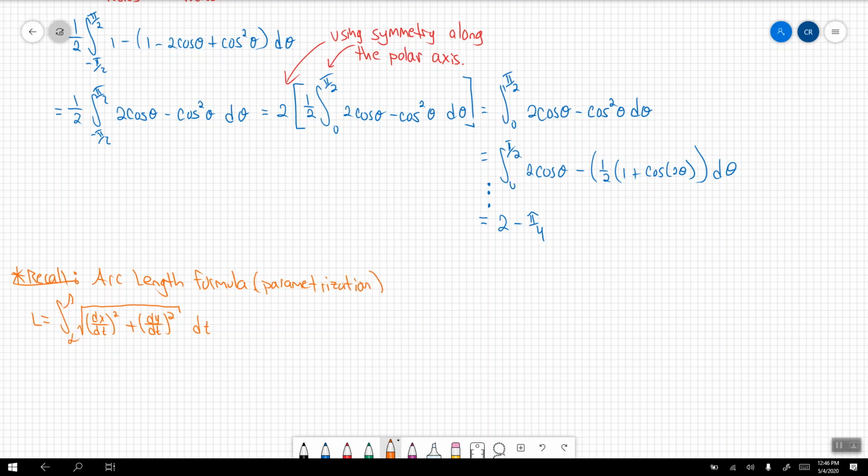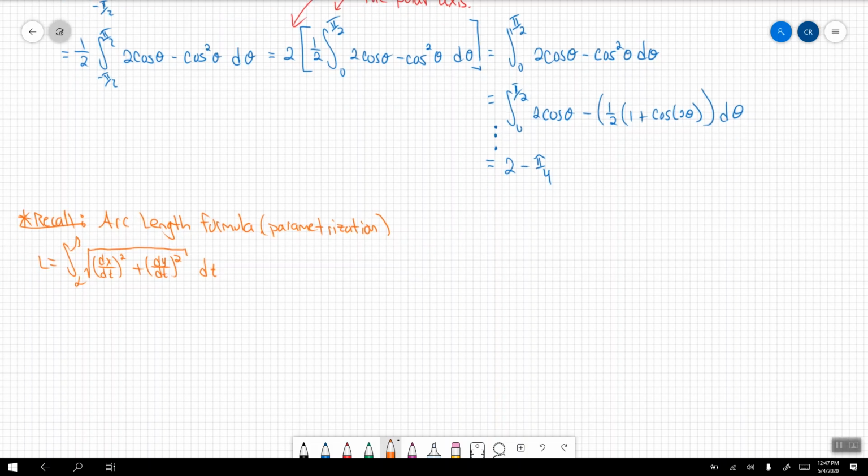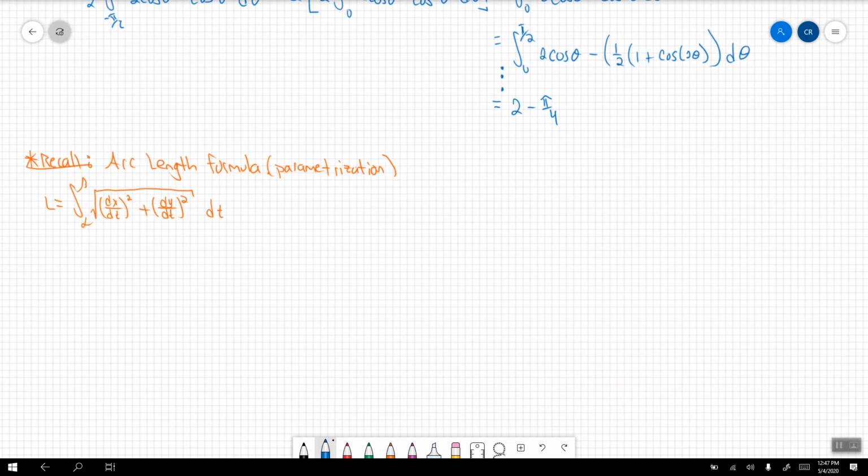Now, what we're going to be in the business of doing here is looking at the equation that we're going to be using for the length of a polar curve. So I'm going to write that formula here: the length of a polar curve is given by the integral from alpha to beta of the square root of r squared plus dr d theta squared, and that's d theta.